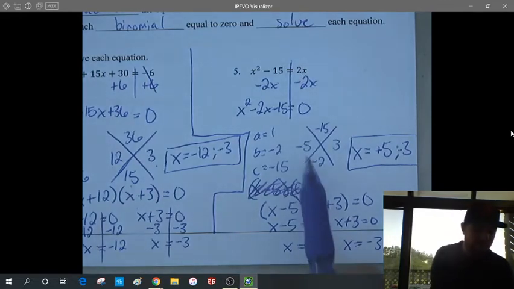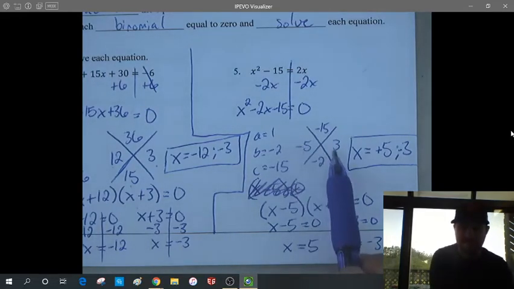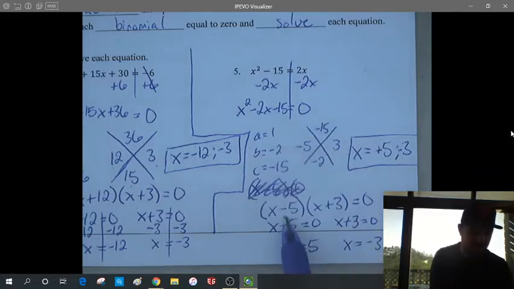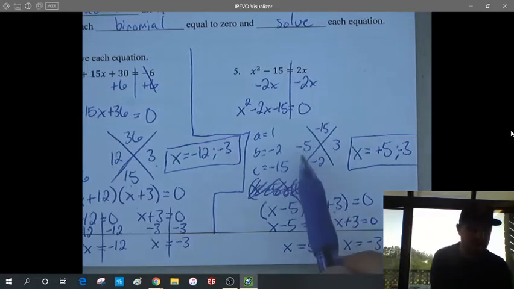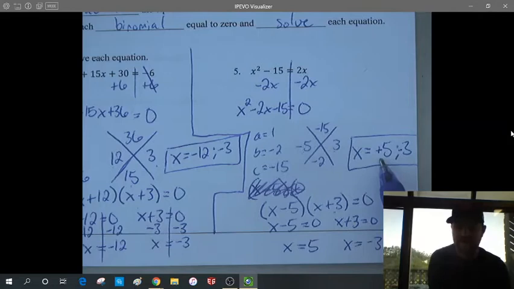So the numbers you get from the factors in the diamond become the binomial constants. We then need to set the equations up and solve for those, but the opposites of the numbers that we got from the diamond are going to be in our answers. So if I got negative 5 in the diamond, notice that I got positive 5 here. If I got positive 3 in the diamond, notice I get negative 3 here.